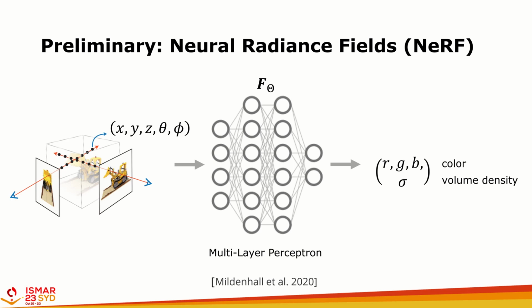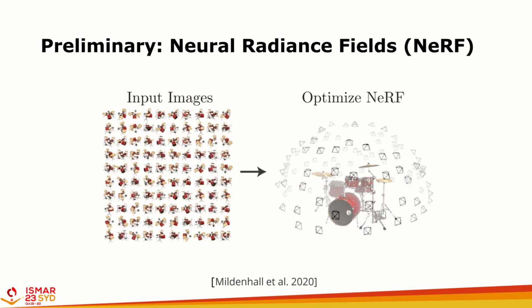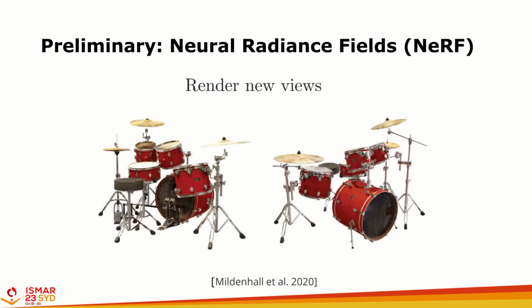NeRF represents a scene as a continuous function that maps the coordinates x, y, z and viewing direction theta, phi to the color RGB and opacity sigma of sampled 3D points. Given a set of input images, the weights of a NeRF model are optimized by minimizing the photometric loss. A well-trained NeRF model can synthesize novel views with remarkable fidelity.